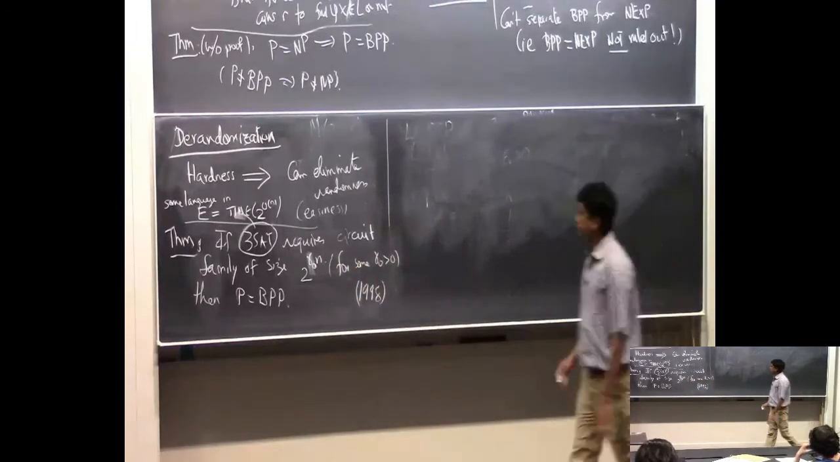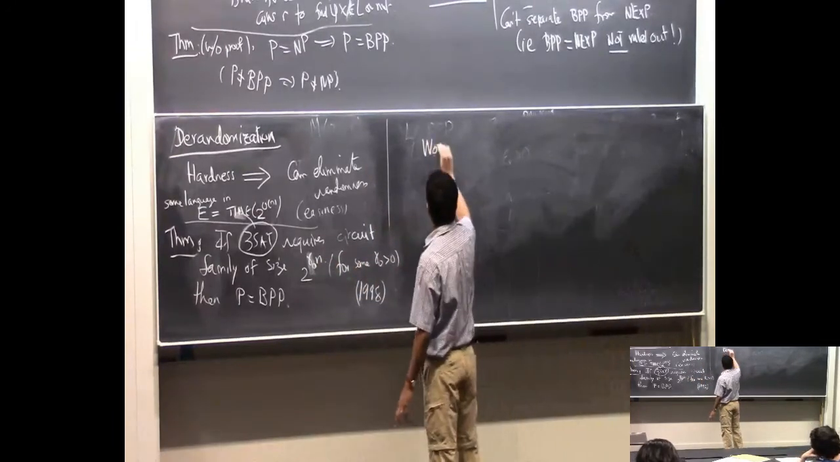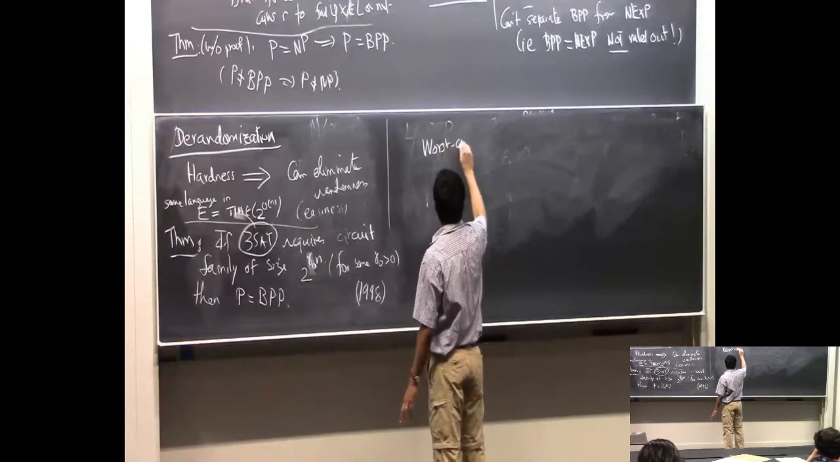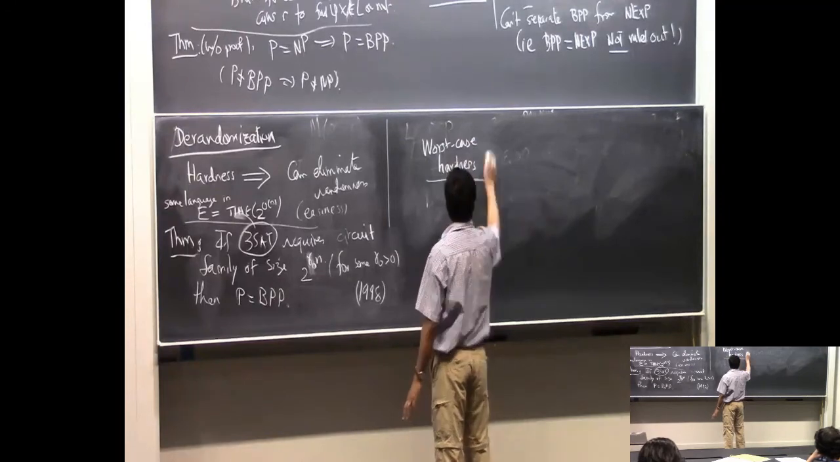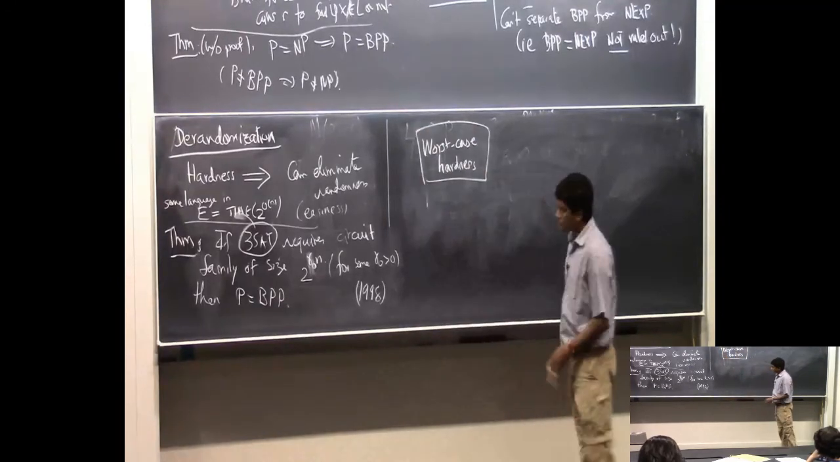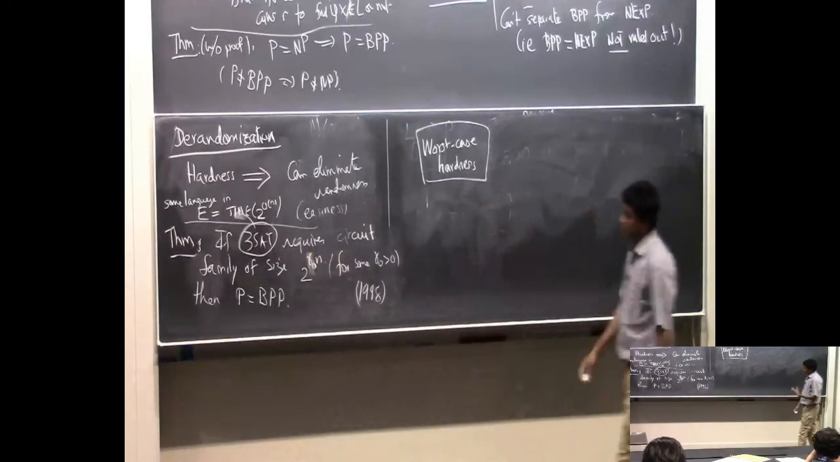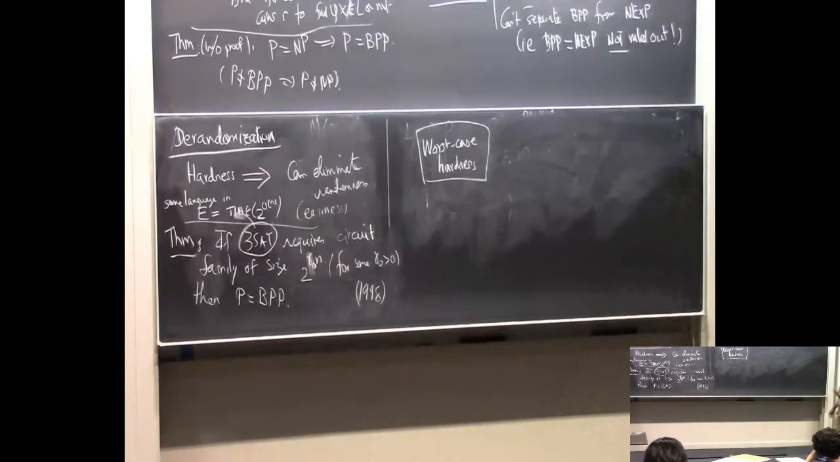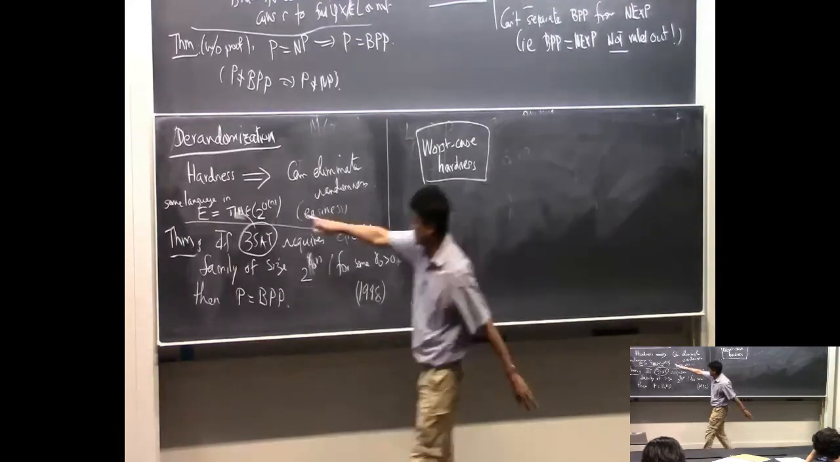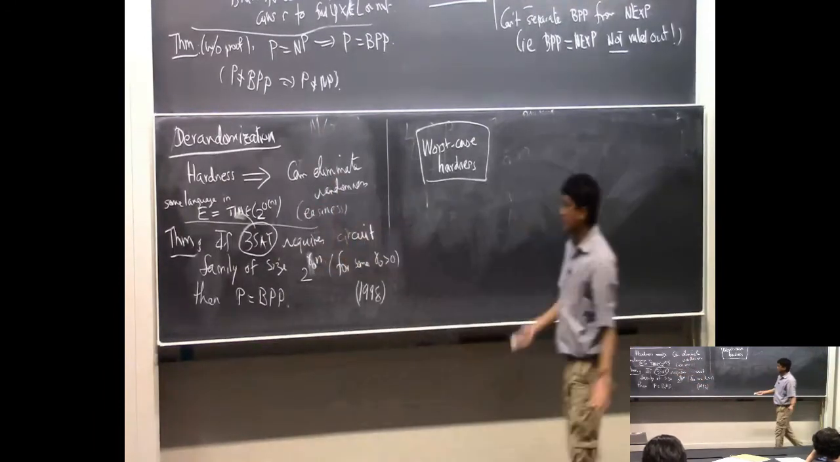Okay, so the first step is worst case hardness. Again, I won't be precise with some of these terms. So the assumption you make is a worst case hardness assumption. So we say that this problem doesn't have a small circuit which gets it correct on every input. So that's the kind of assumption. And let's not worry about this E. Let's just say 3-SAT is hard.